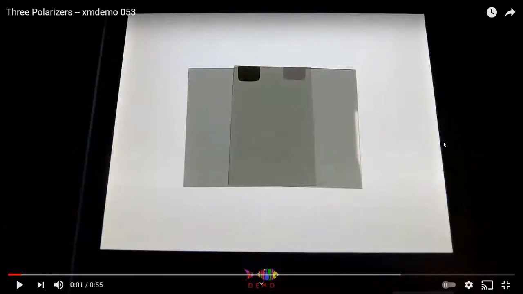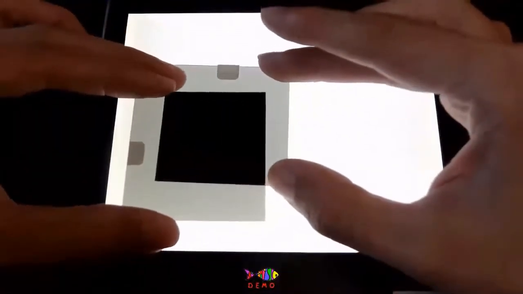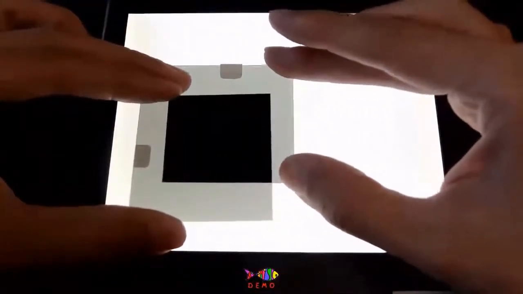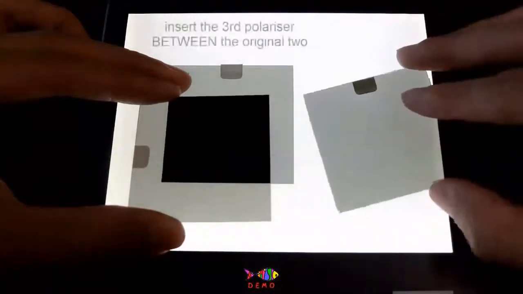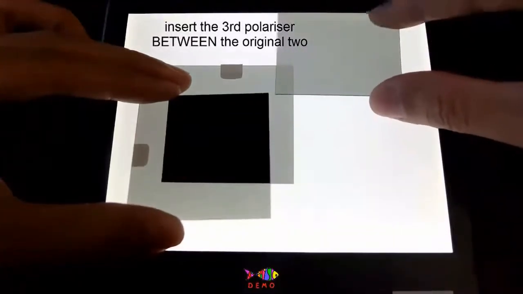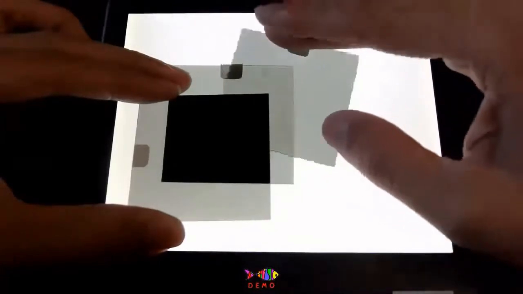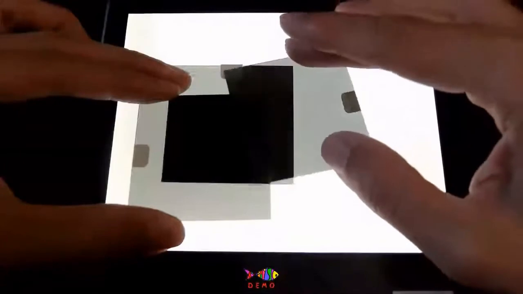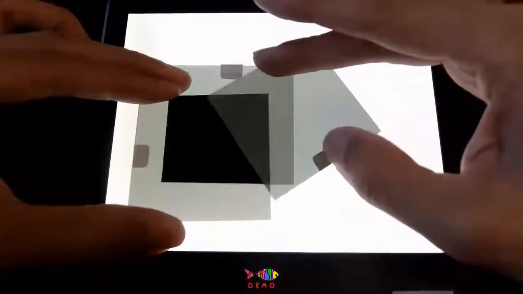Let's look at the same effect again, performed by somebody else. And just like last time, this backlight here is a source of unpolarized light. Inconceivable!